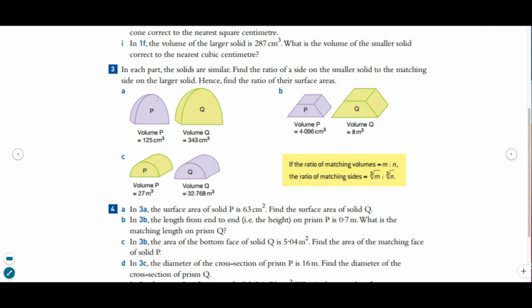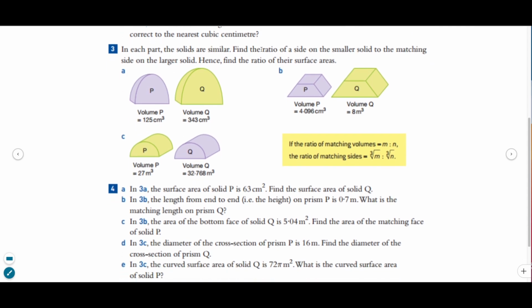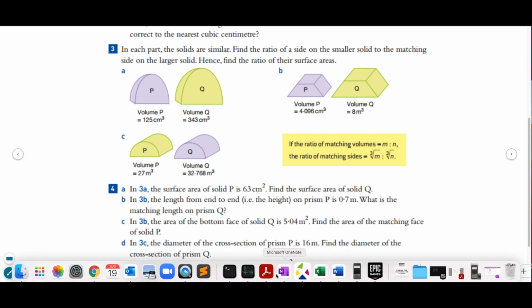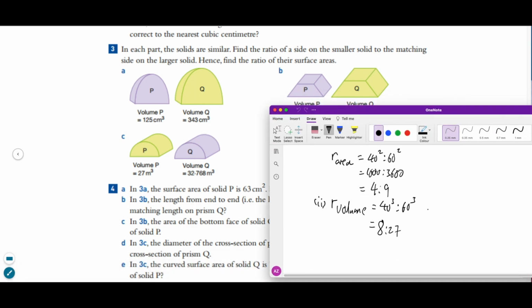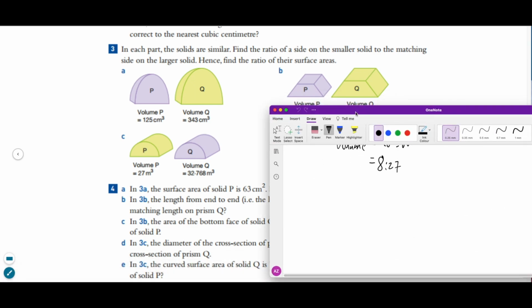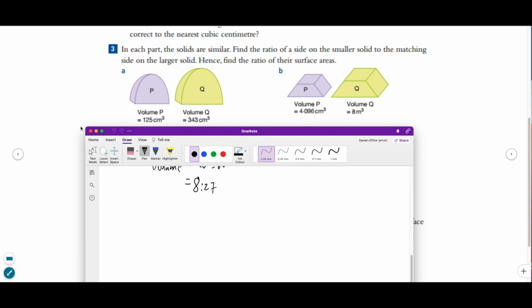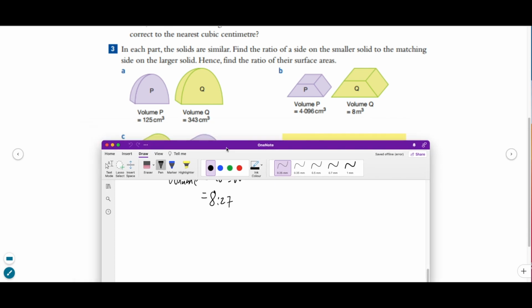So I have a feeling question 3 is just doing the questions in reverse. So in each part, the solids are similar. Find the ratio of a side of the smaller solid to the matching side on the larger solid. Hence, find the ratio of the surface areas. Okay, so in this question, they give us the volume first. So because they give us the volume first, we have to work backwards. Okay, so let's just do it.